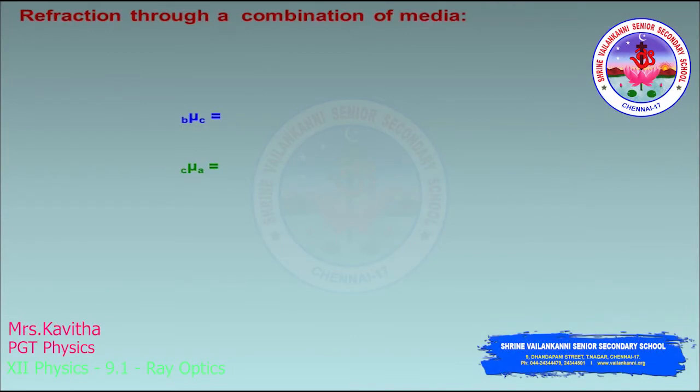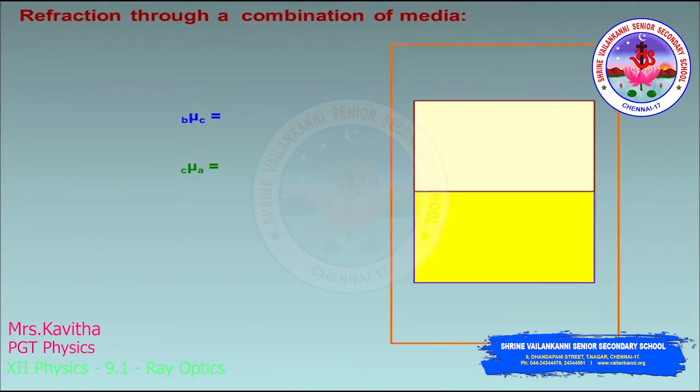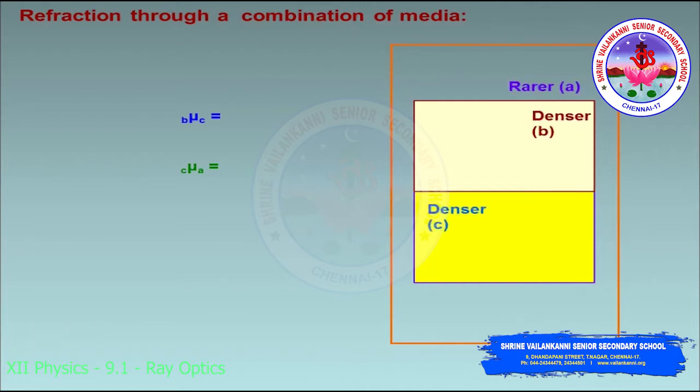Hello children, in ray optics we are going to learn the combination of the media. Now see the refraction through the combination of the media, which means we have to take a rarer medium and one denser medium and another denser medium, like maybe water and one more denser medium, maybe glass, you can take it, right?